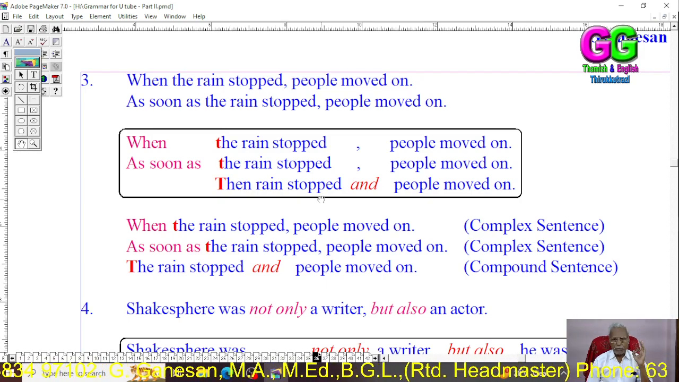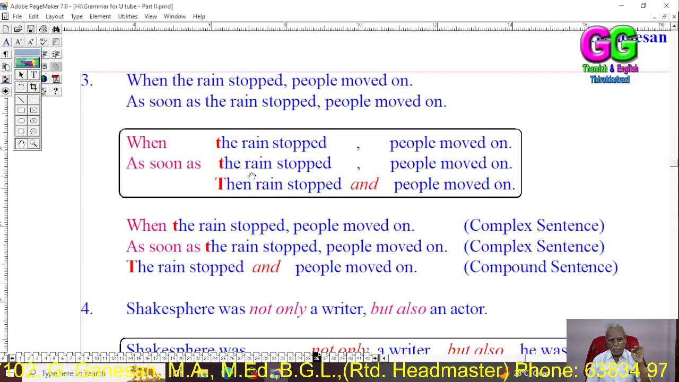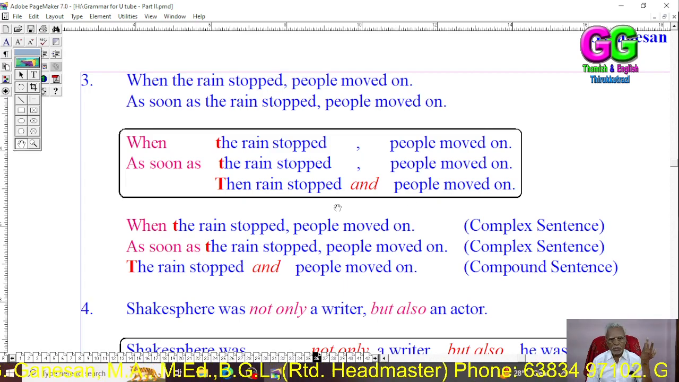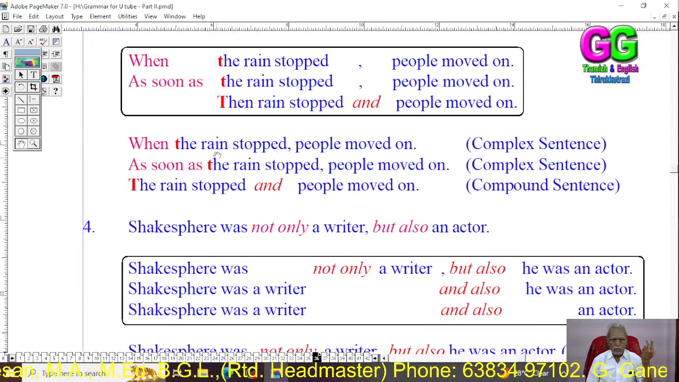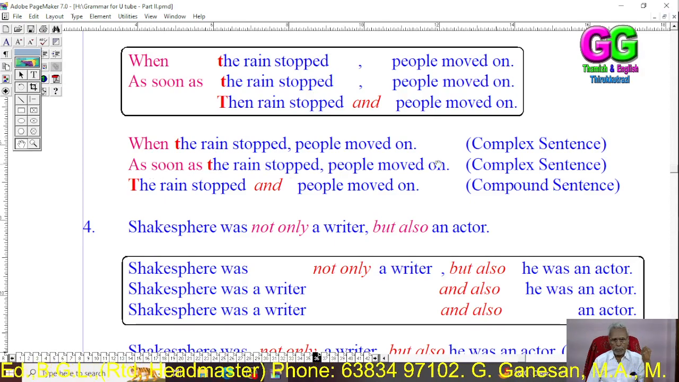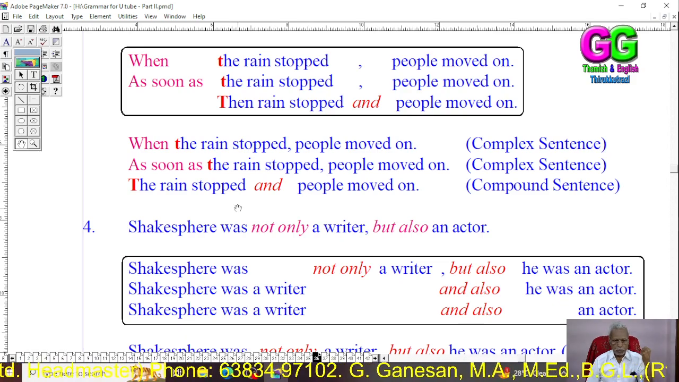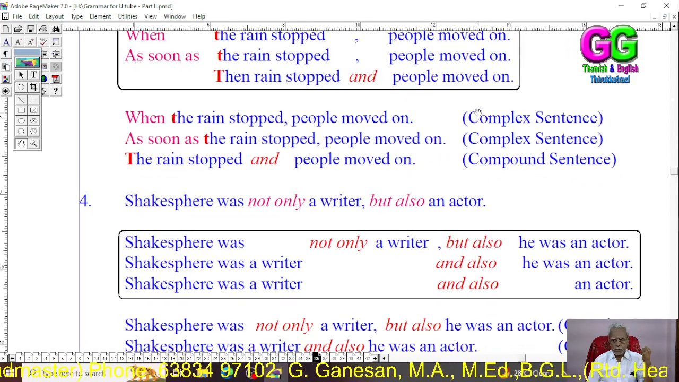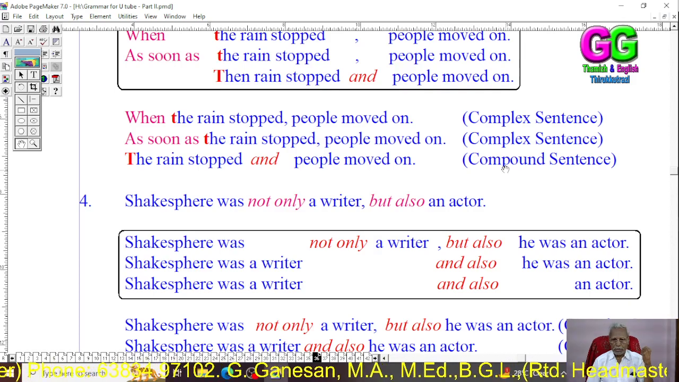The rain stopped and people moved on. This is the compound. When the rain stopped, people moved on. As soon as the rain stopped, people moved on. These are complex, and this, the rain stopped and people moved on, is compound.